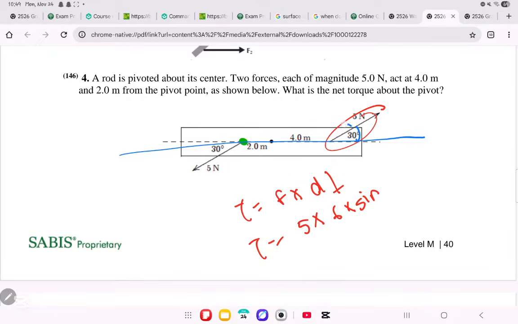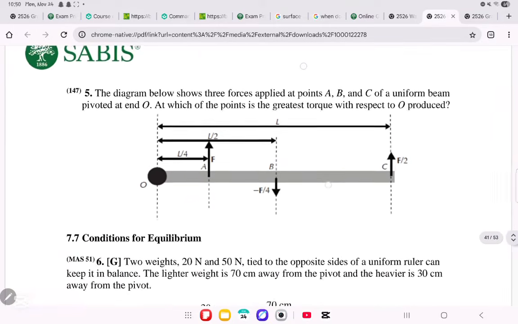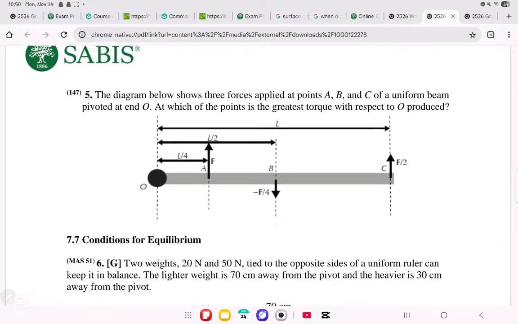So you could either take it as sine 30 or sine 150. It would not matter, they're both the same. And you're supposed to get, let's put it on the calculator, 5 times 6 times sine 150. You will get 15 Newton per meter. That's question number 4 done. We'll move on to question number 5.